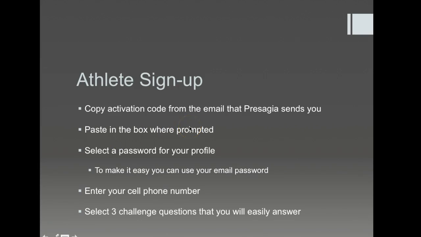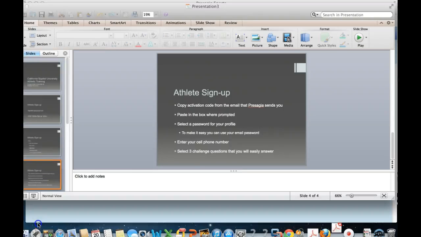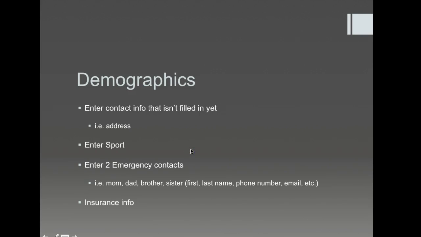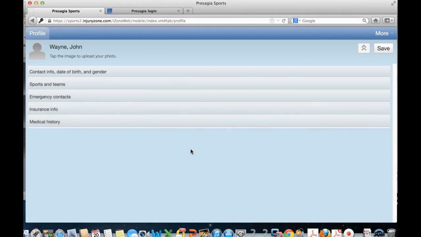Okay, so here's a summary of what I just showed you guys. Again, copy the activation code that they email you, paste it in the box, select the password for your profile, enter your cell phone number, and then you're going to select 3 challenge questions to answer. Okay, next you will have to enter your demographics, and that will look like this.